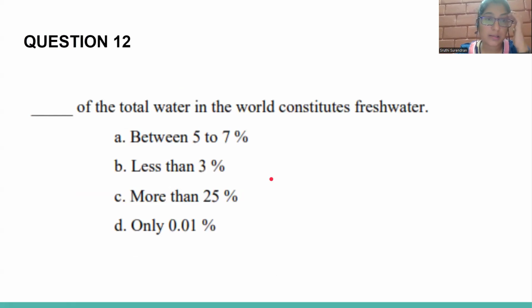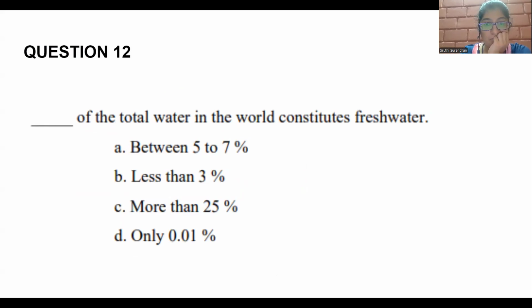Moving on, this is again a repetition of what we had discussed earlier. Dash of the total water in the world constitutes fresh water. What percentage of water in the world constitutes fresh water? I'm pretty sure all of you will be able to answer this. So I am surprised. We just went through this. Of the total water, what percentage is fresh water?